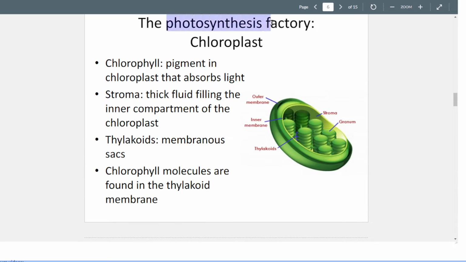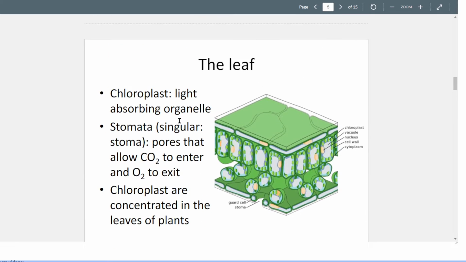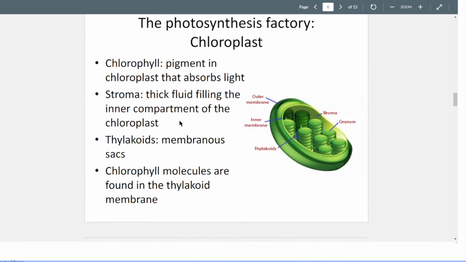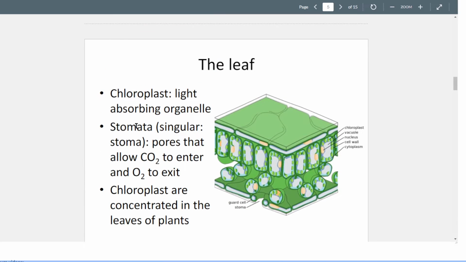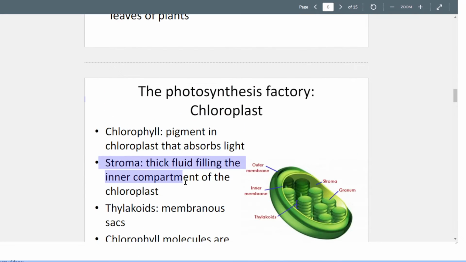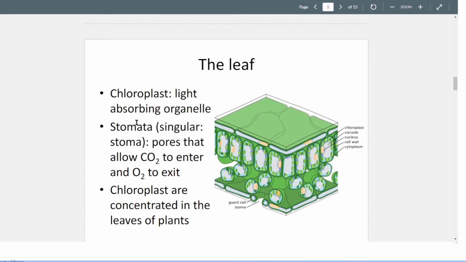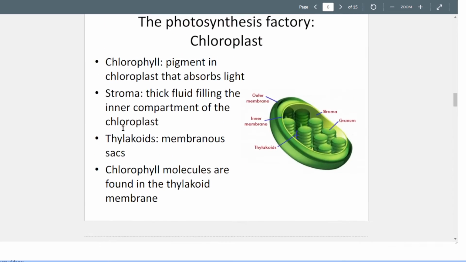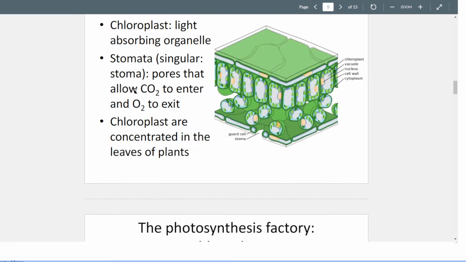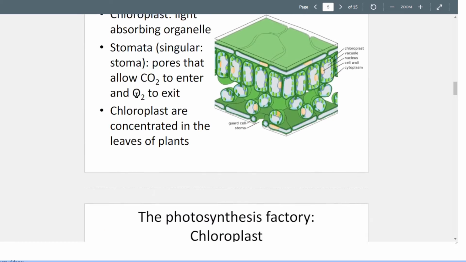Chloroplast is where photosynthesis happens. Chlorophyll is the pigment that absorbs light. Stroma is the thick fluid filling the inner components of the chloroplast. It's a fluid, kind of like the cytoplasm. Try not to mix up stomata and stroma. Stroma is the thick fluid. Stomata are the pores, the air holes going through.